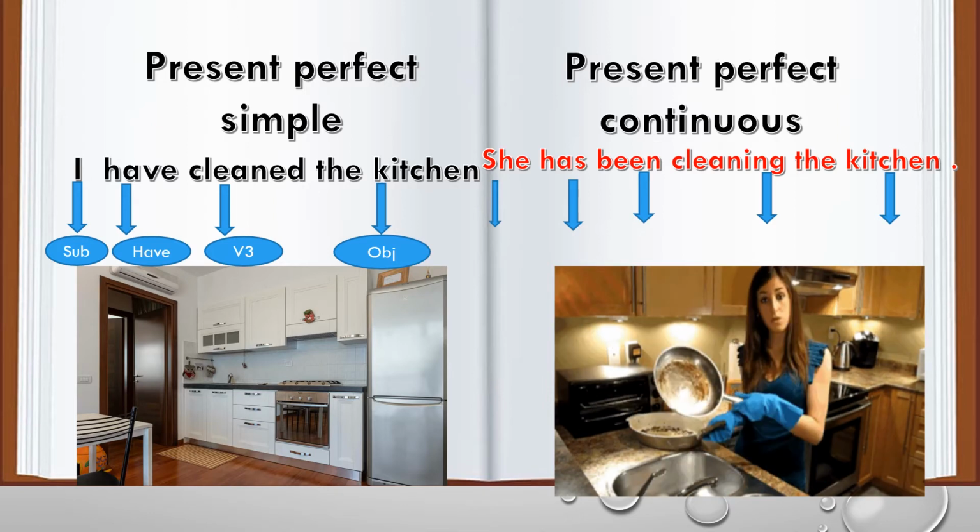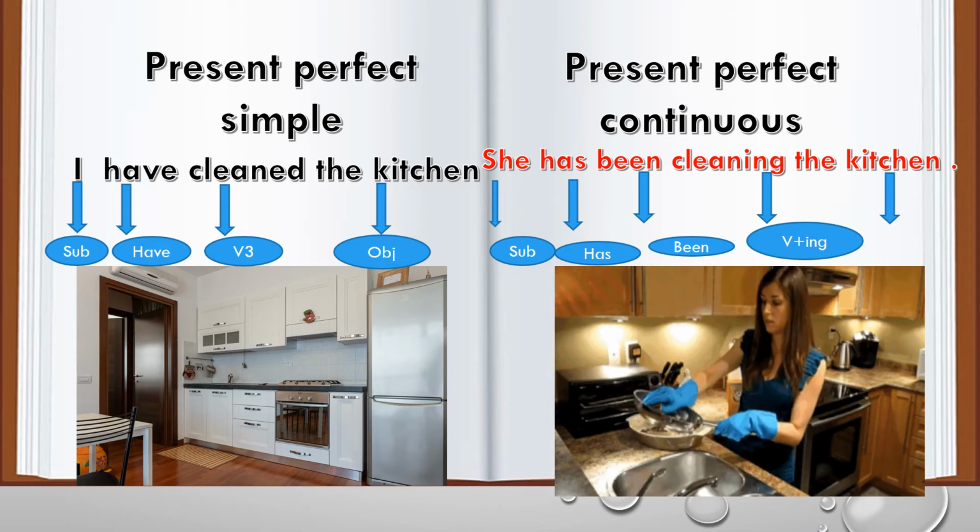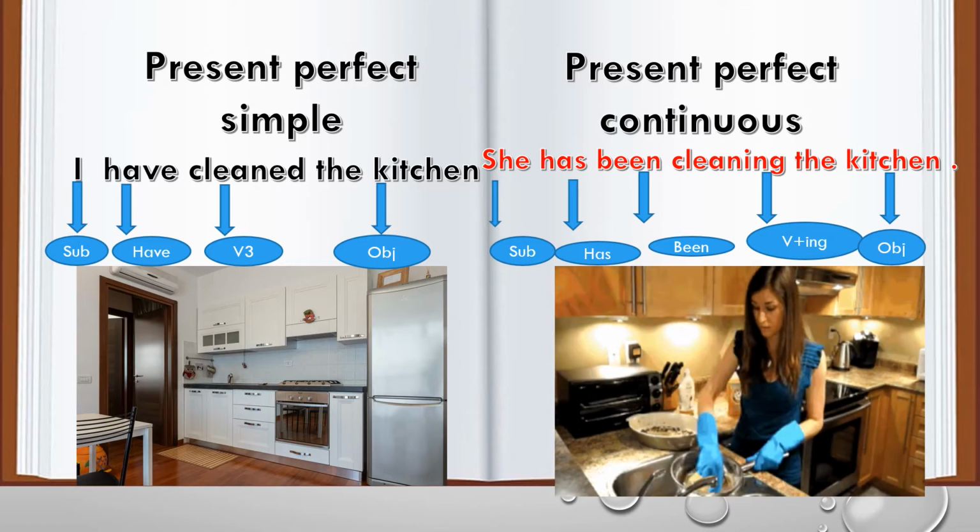To form present perfect continuous, we use the subject she. Here we have the subject is singular, we use has plus been plus the ing form of the verb, and notice we have the object, which is the kitchen. Okay, so to form a present perfect simple, you are going to use has, have plus the past participle form of the verb. To form present perfect continuous, you are going to use has, have plus been plus ing form of the verb.